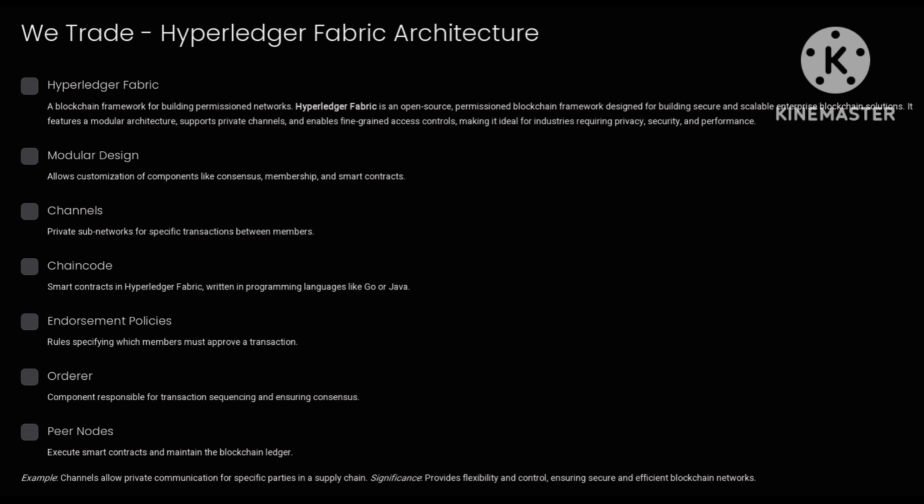Peer nodes. Peer nodes execute smart contracts and store the blockchain ledger. They are like the network's worker bees, maintaining data and executing transactions. Example and significance. Channels allow private communications, such as a retailer negotiating directly with a supplier. This ensures flexibility, privacy, and efficiency, critical for enterprise-grade blockchain systems.